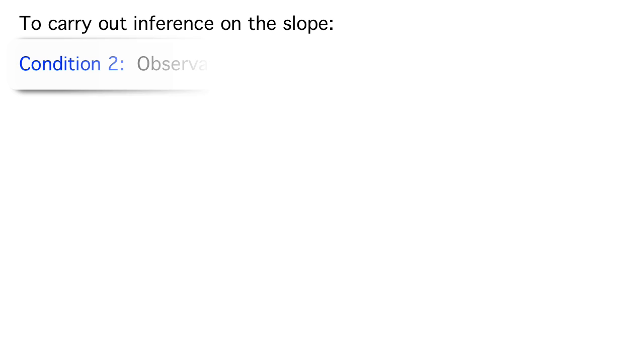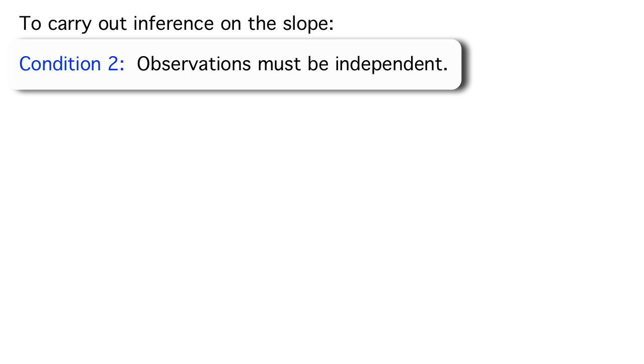In order to be able to carry out inference on our slope, we need additional conditions. The first of these is that observations must be independent. This is the most important assumption for inference, as there is no getting around it without moving to more sophisticated models. But in general, it's also the most difficult condition to check.